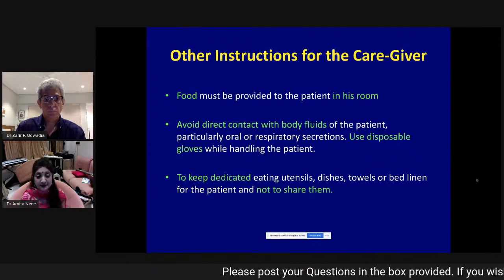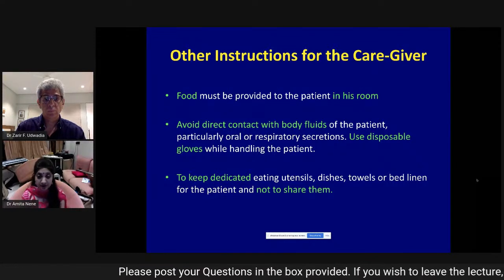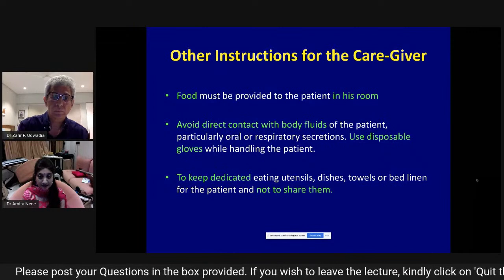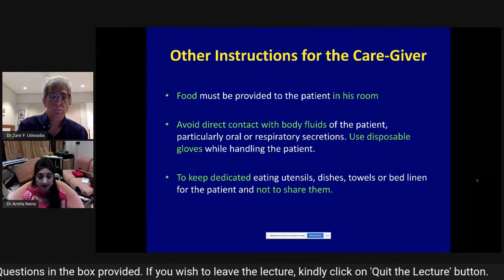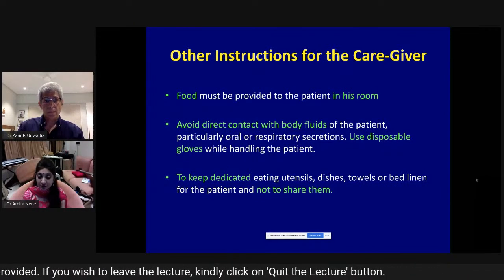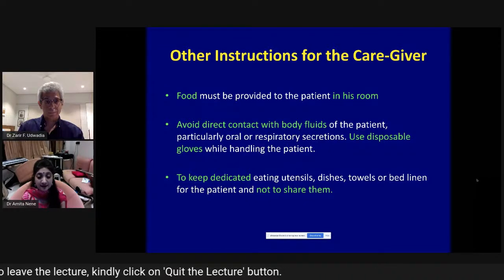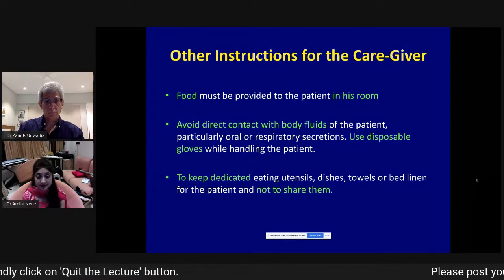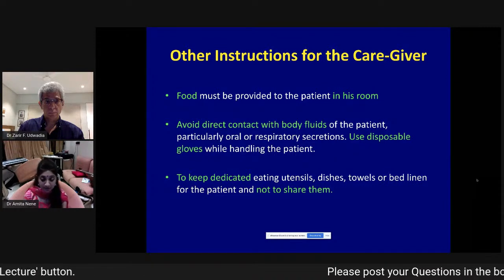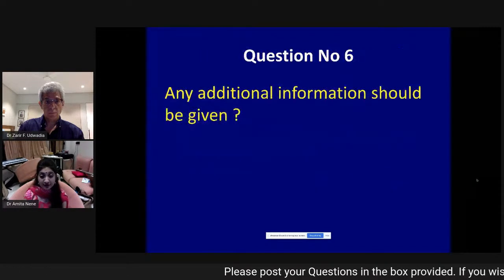The caretaker must avoid contact with body fluids of the patient, particularly oral and respiratory secretions, and disposable gloves must be used while handling the patient, and there should be dedicated eating utensils, dishes, towels, or bed linen for the patient, and of course these should not be shared.